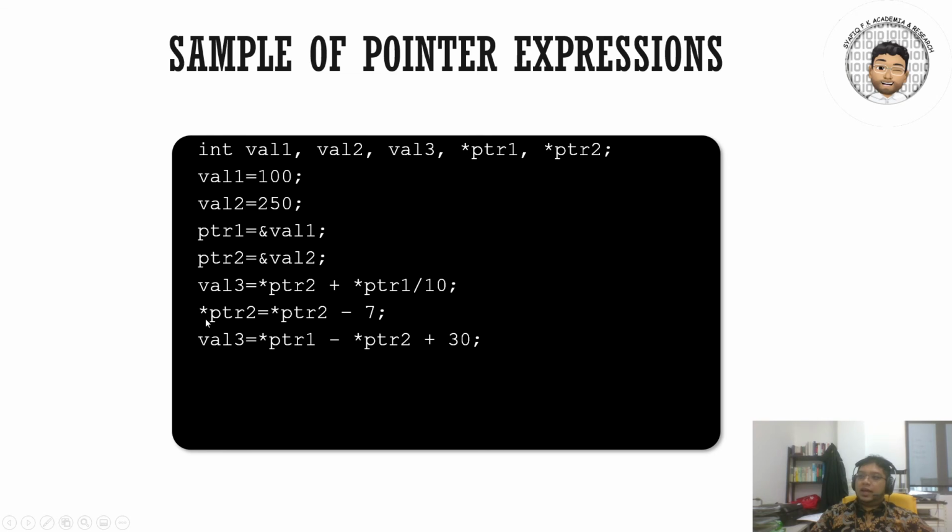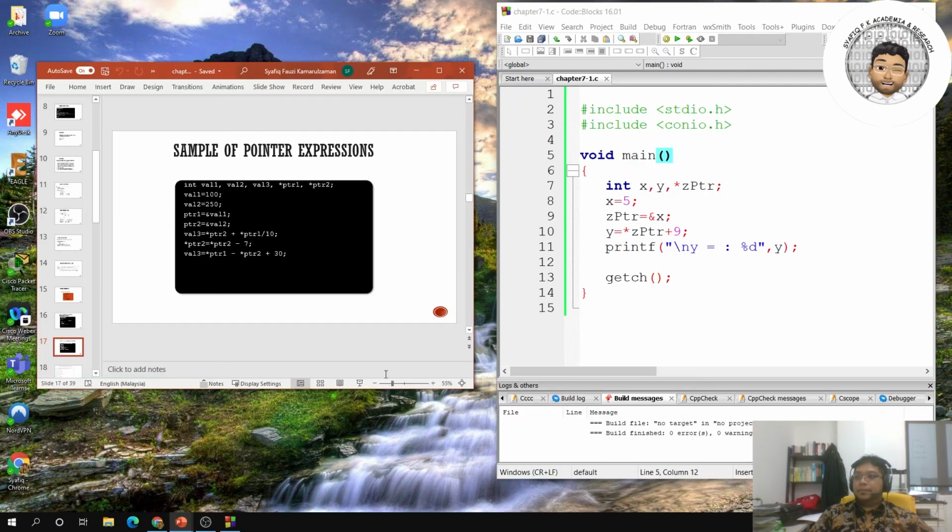Next, the value pointed to by pointer2 is equal to the value pointed to by pointer2 minus 7. So 250 minus 7 is 243. And value3 is equal to the value of pointer1 divided by the value of pointer2: pointer1 is 100, divided by pointer2, which is 250 plus 30, which is around negative 120. So this is the answer, and this is a correct pointer expression shown here.